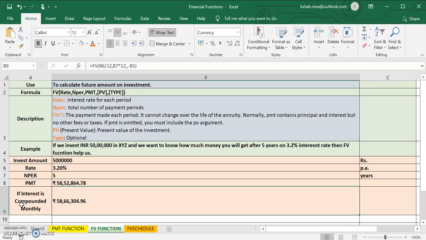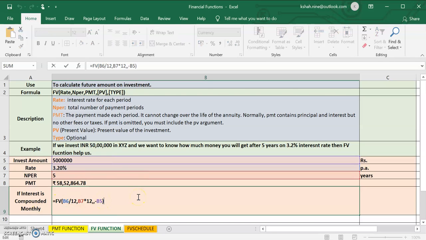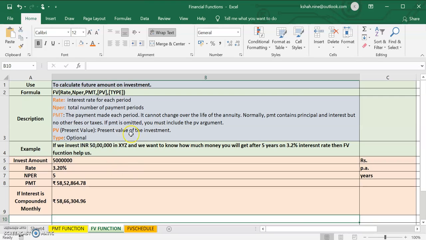And suppose there is a facility, or a feature of compound interest, monthly compound interest, in that case you will get this amount, right? So it's very easy. You can try this formula with different values and use it, right? So this is about the FV function.